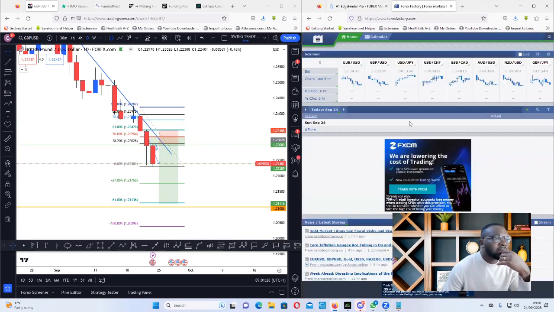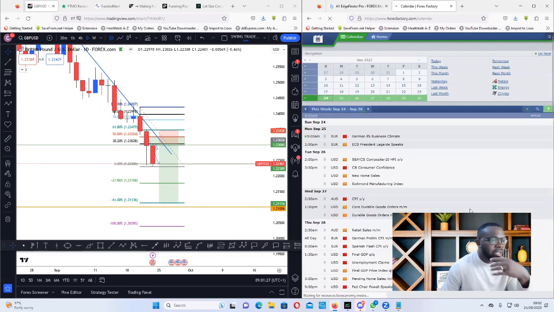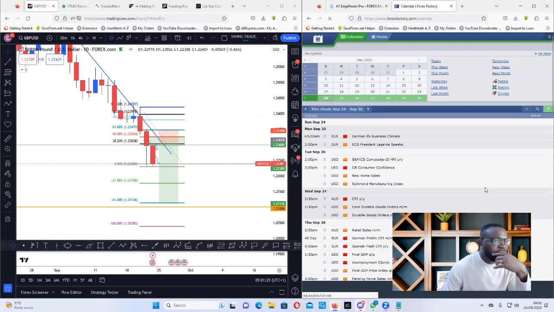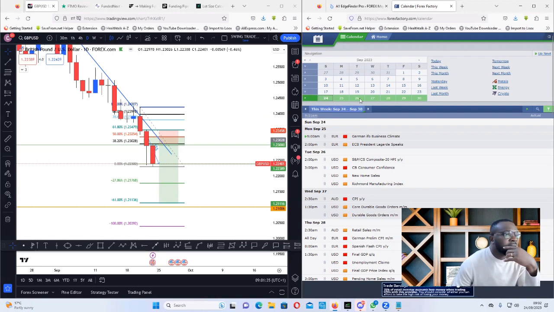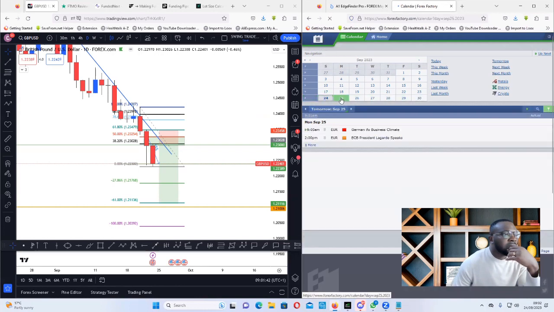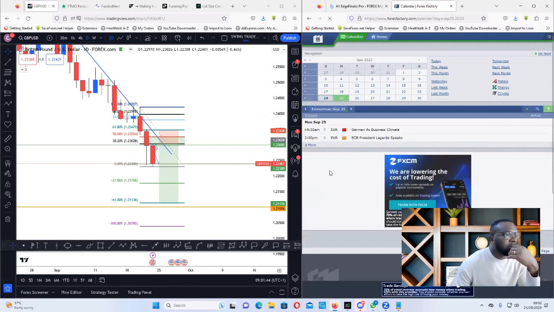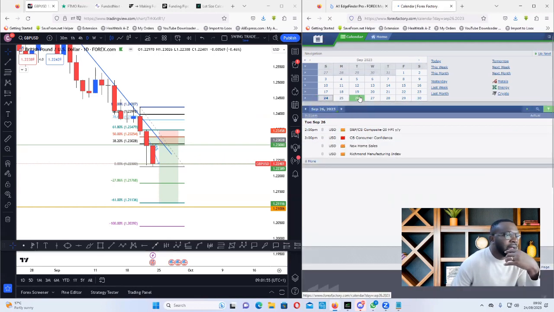Now let's look at some news that may be coming this week on the calendar. We are still here, just looking at the news. Move this one a little bit away from there. So week 39, and on Monday there's no major really euro, obviously German for information climate. So pay attention to that on Monday morning by 9 o'clock.